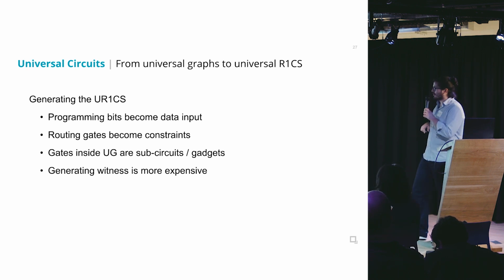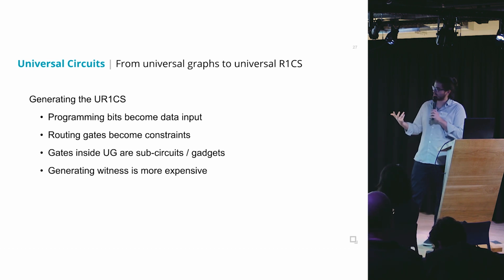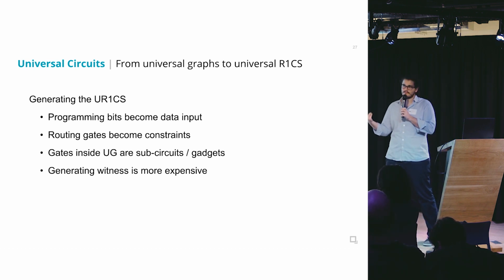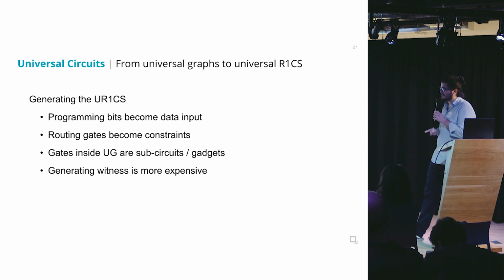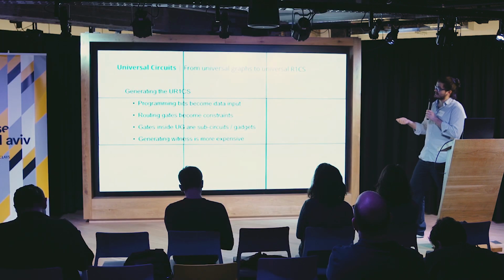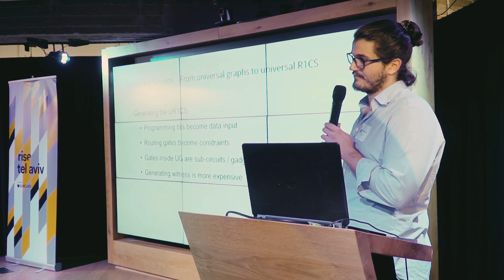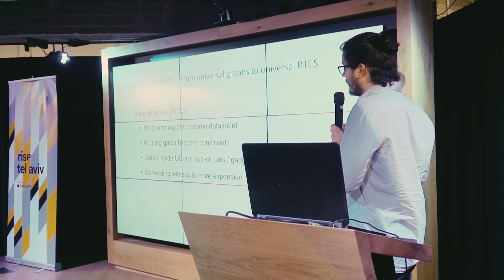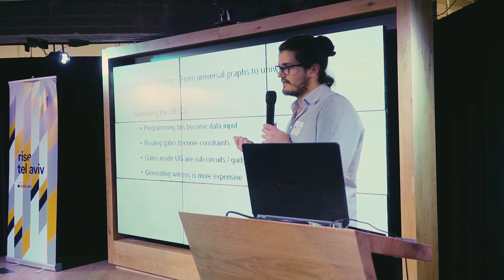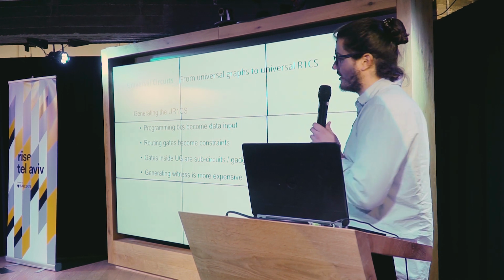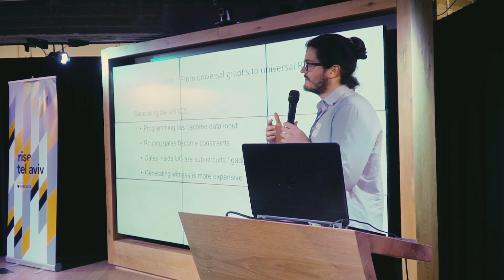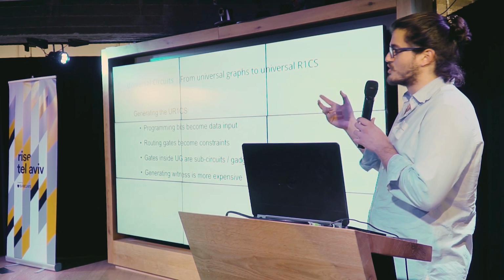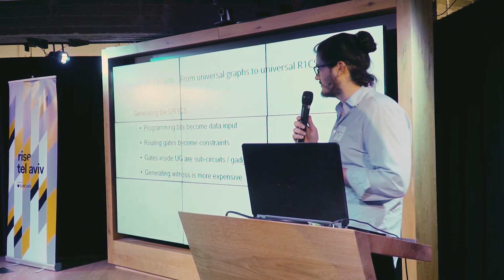Okay, no one else? Good. So going back to this, just quickly, essentially there is this added cost for R1CS, right? The programming bits become input bits, so this means that you now increase the size of the witness or of the query. The routing gates become constraints, usually several constraints, not just one, which means that it can be expensive. This is where the n log n part comes from. And the gates inside the universal gate now are sub-circuits of your universal circuit, right?